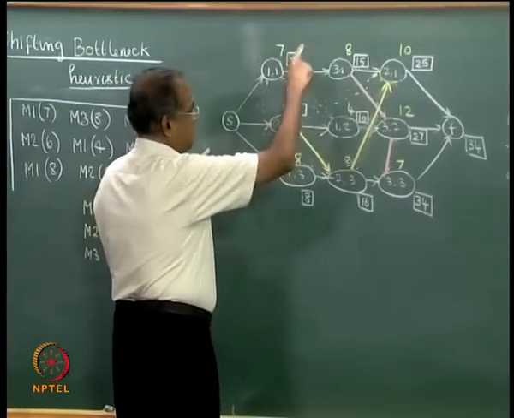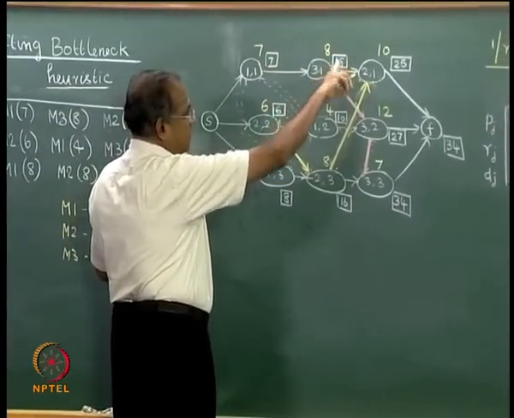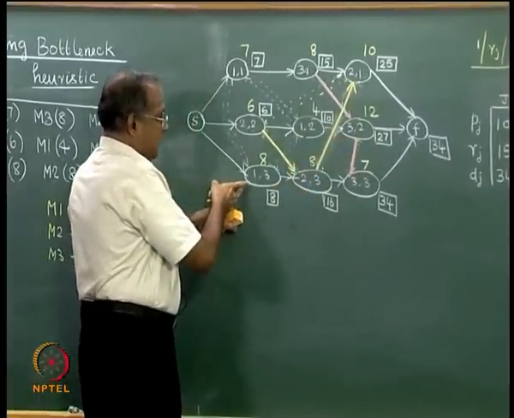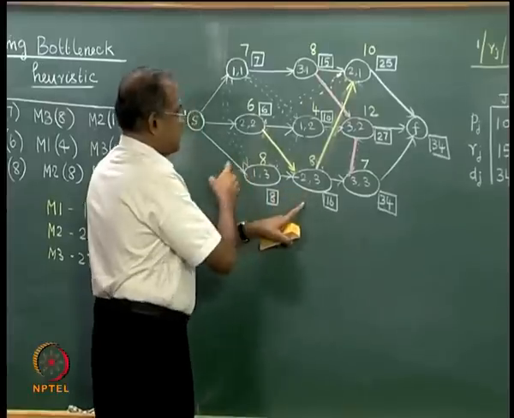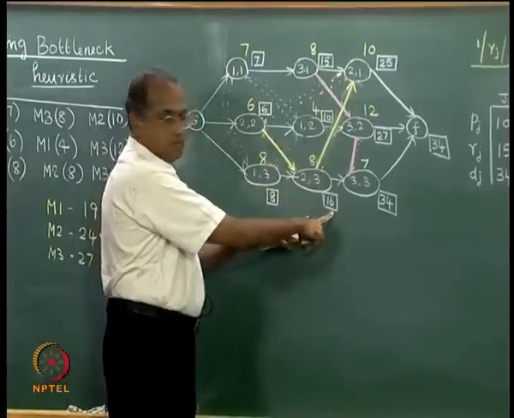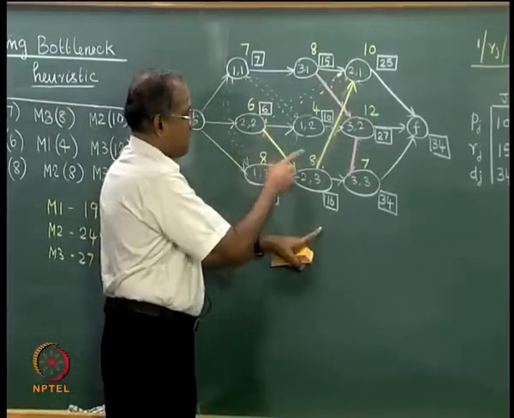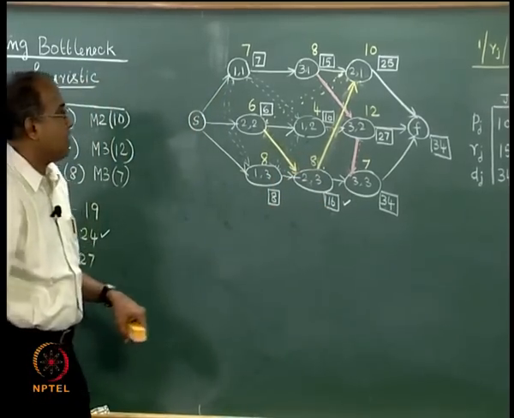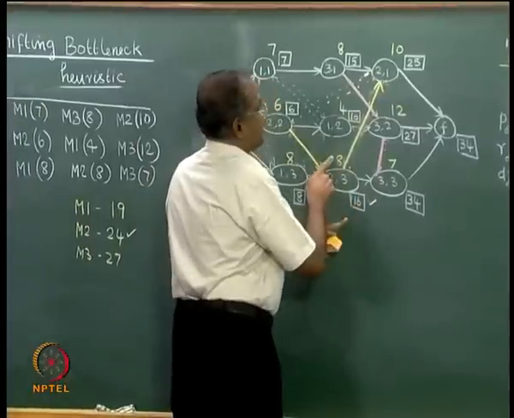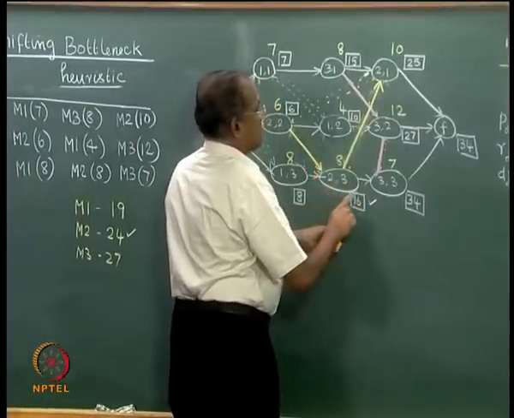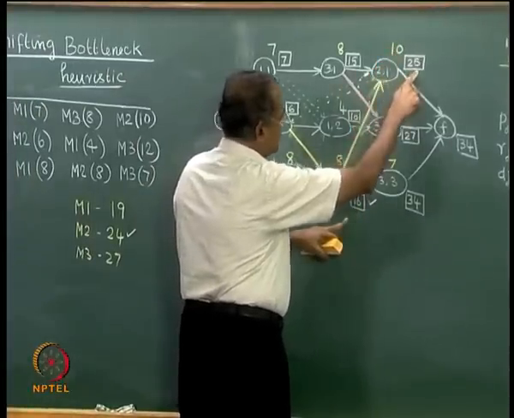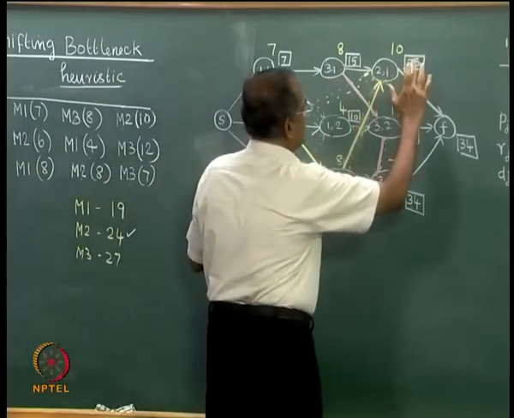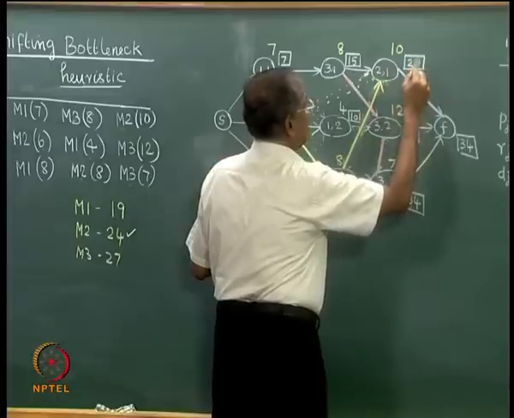So, this is at 7, this is again at 15, so this is at 27. Now, this is at 8. Now, this one is 6 plus 8, 14, but then we have 8 plus 8, 16, so this stays. Now, this will become 16 plus 8. 16 plus 10, 26, whereas earlier it was 15 plus 10, 25. So, this will become 26.